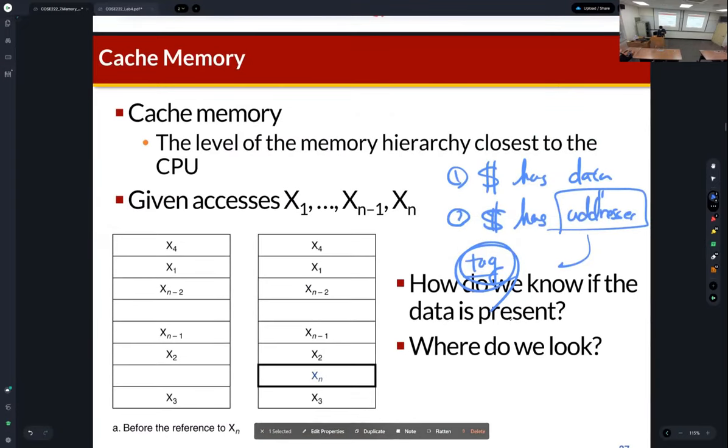So just remember this one. We do not store smaller data inside of the cache; we need to store the data itself. Also, we need to store the address to identify the cached data. Okay.